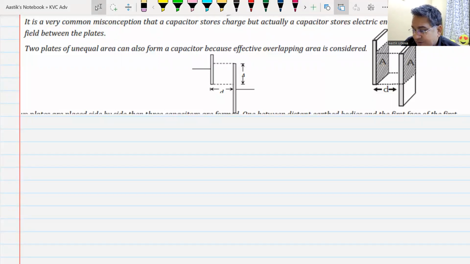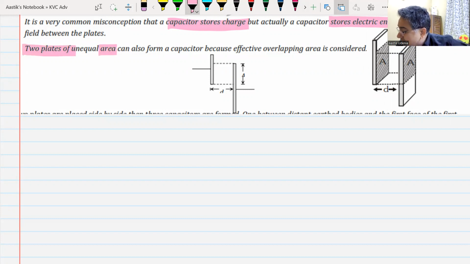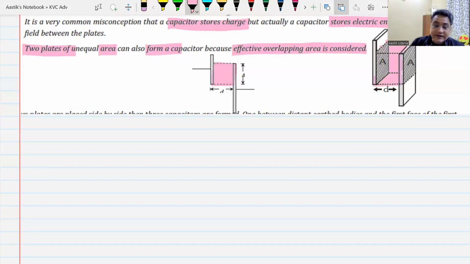Well, as I told you, the capacitor does not store charge. It stores what? It stores electrostatic energy. If two plates of unequal area form a capacitor, the effective overlapping area is considered. Do we understand? The area in that formula is actually the effective overlap area. Do we understand the concept of this effective overlap area? Yes or no? Yes, sir.